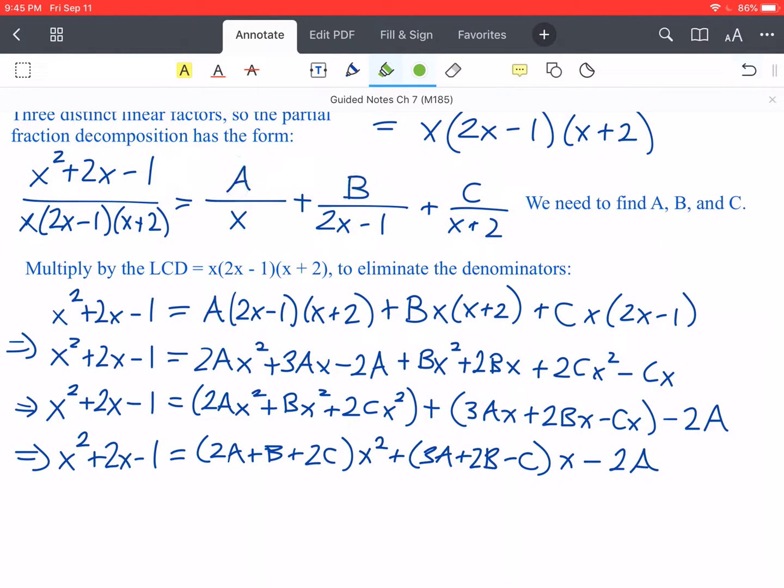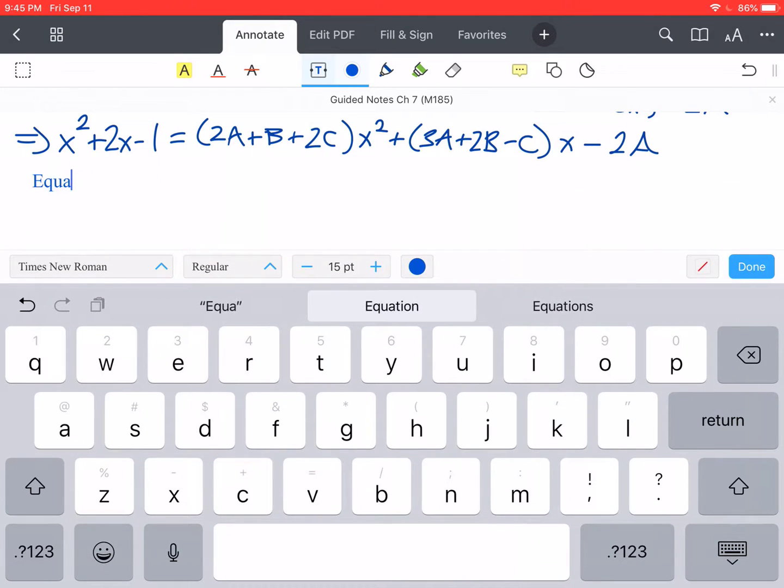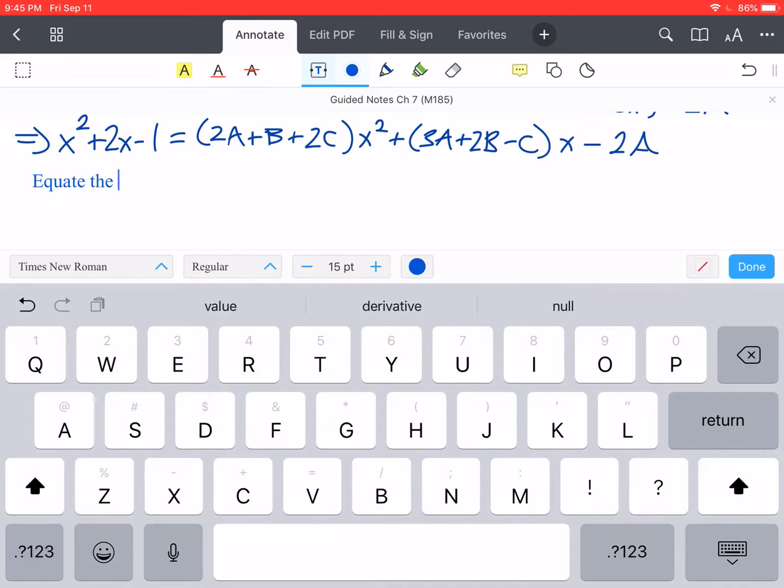So, what we can do now is we can say if this side is truly equal to this side, that means that the x squared term has to be the same as this x squared term. This x term has to be the same as this one, and this constant term has to be the same as this one. So the terminology we use is it's called equating the coefficients. So we're going to equate the coefficients.